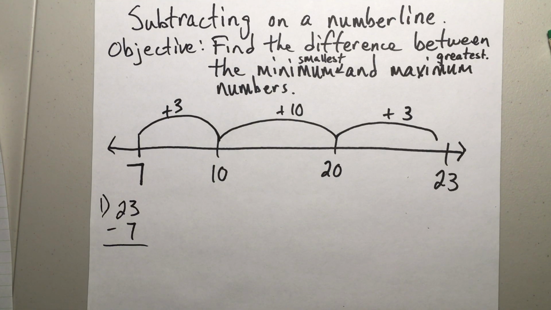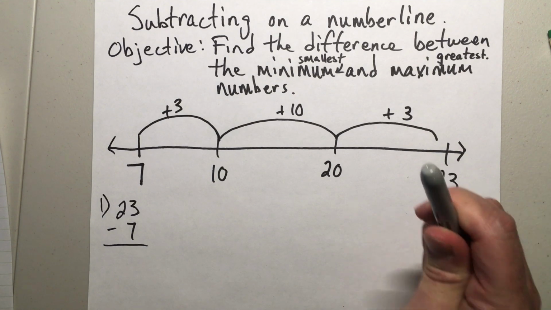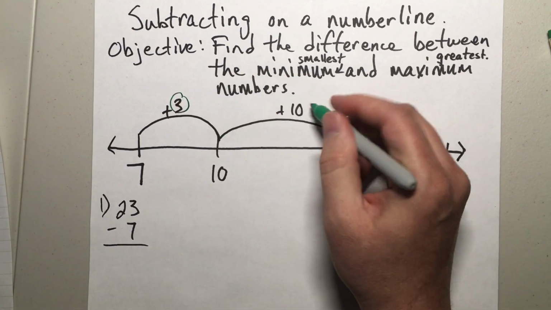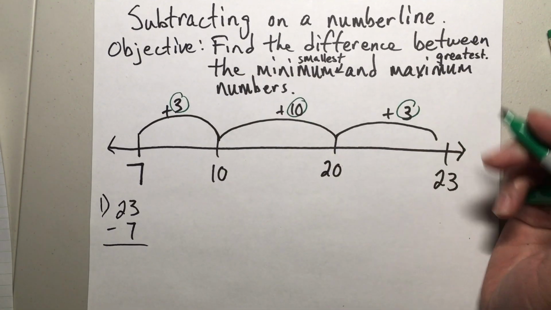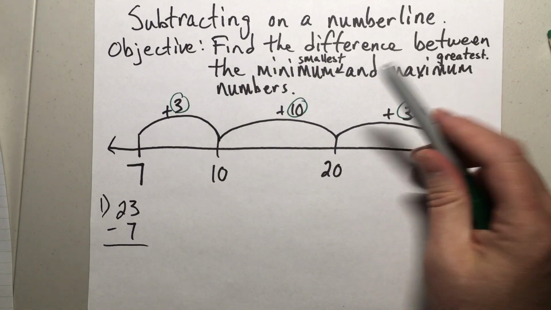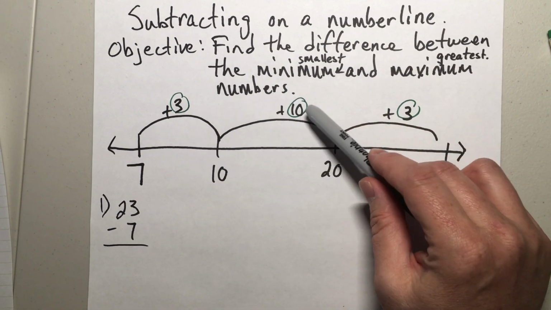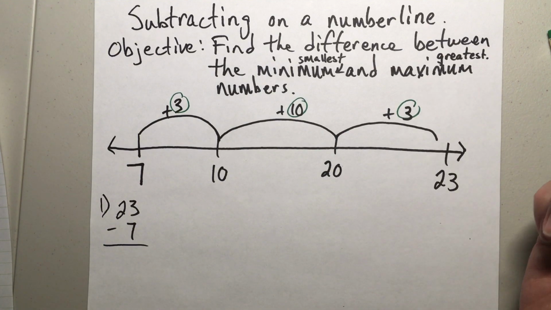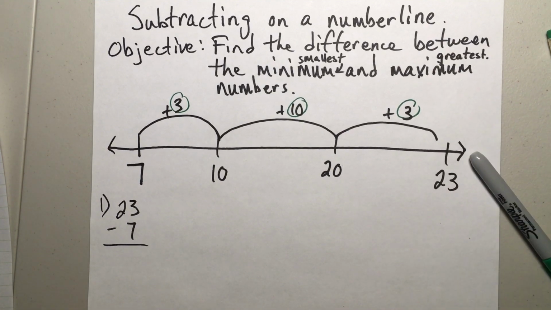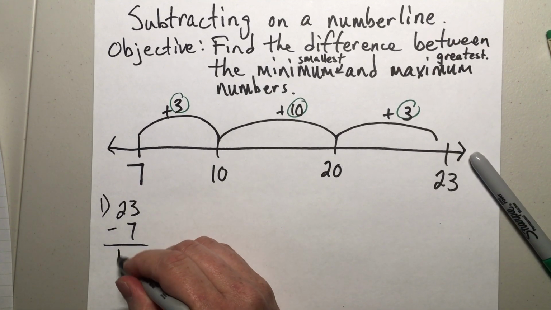Okay, so these jumps that I just made right here are what's going to be your answer. We're just going to add all those jumps up. Okay, so 3 plus 10 is 13. 13 plus 3 is going to be 16. So I know that 23 minus 7 equals 16.